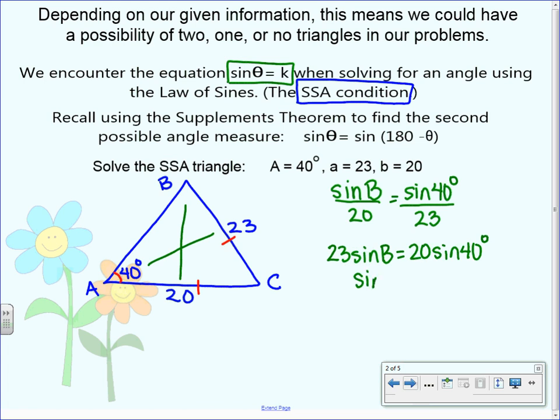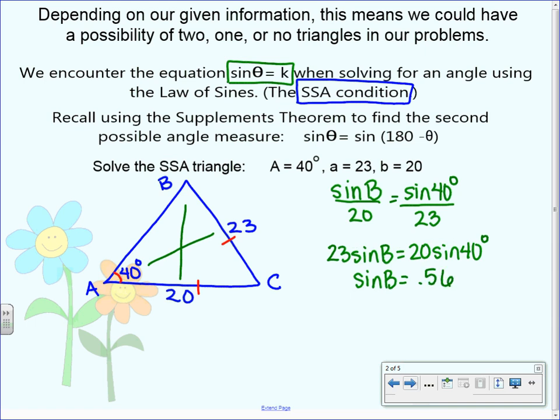We're going to divide by 23 on both sides, and you can do that part all in your calculator now. Make sure, again, you are in degree mode. You should still be in that mode from yesterday. 20 sine 40 divided by 23, I'm going to get 0.56.